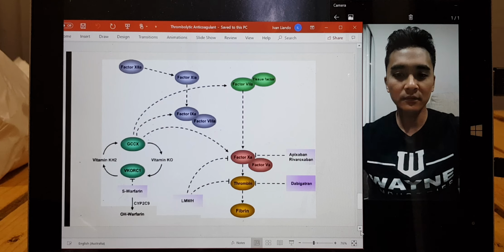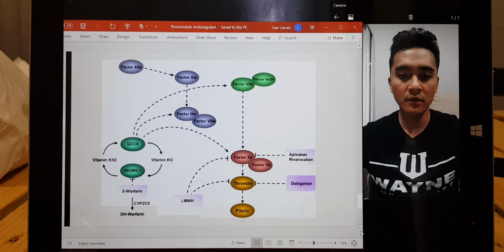And that's everything about anticoagulant therapy for thrombosis.